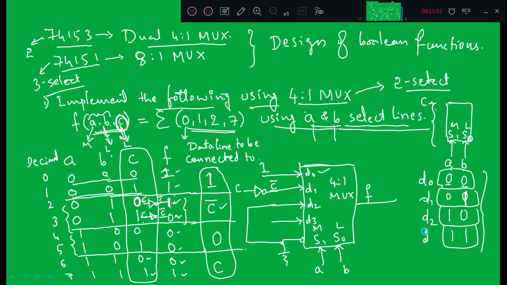And the last one, D3. When D3 is selected, when A is equal to 1, B is equal to 1, the last two combinations, the output is equal to C. So D3 needs to be connected to C, right? There is a jump here, this is not short, this is short, right? So wherever there is a short, I am putting a dot there, okay?